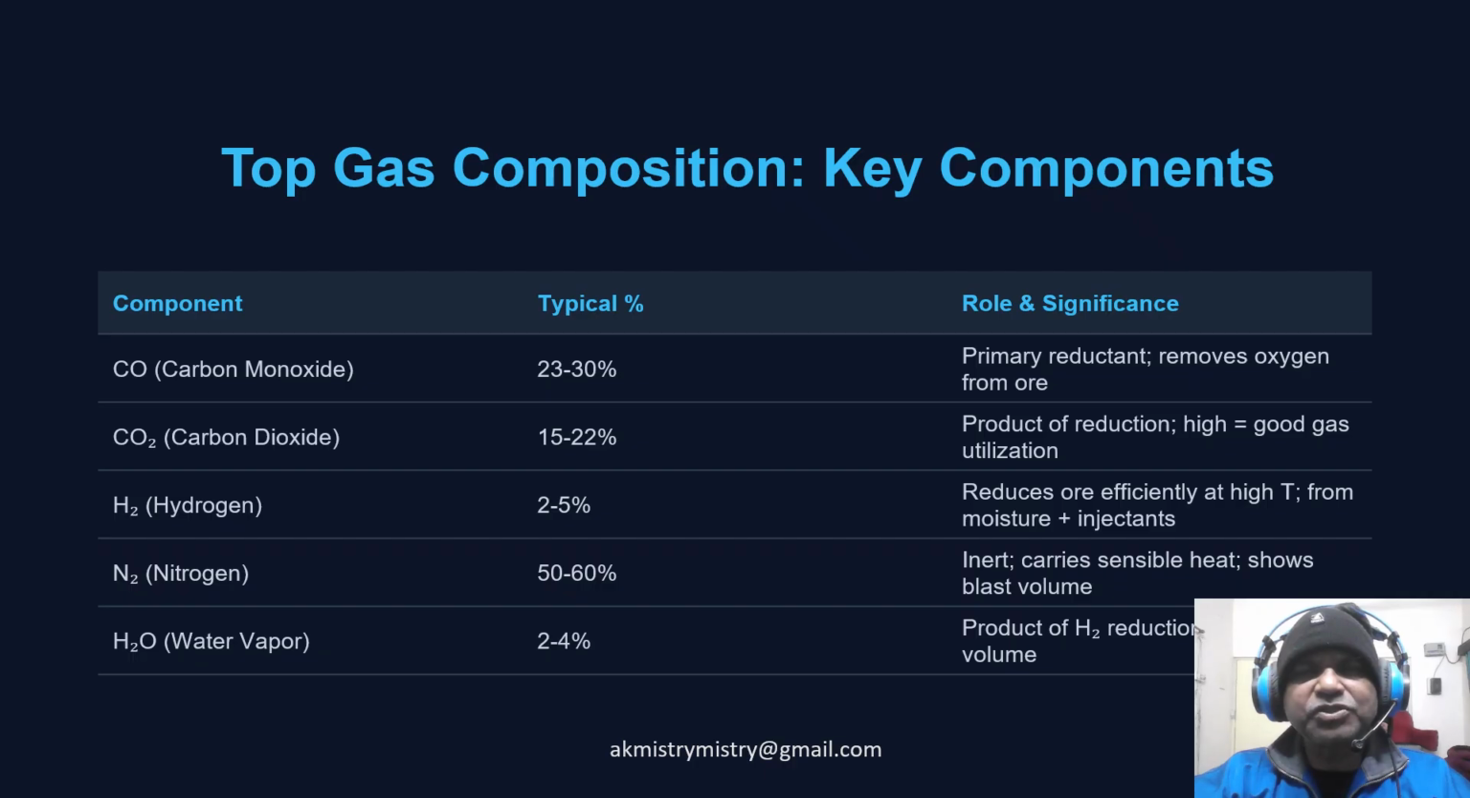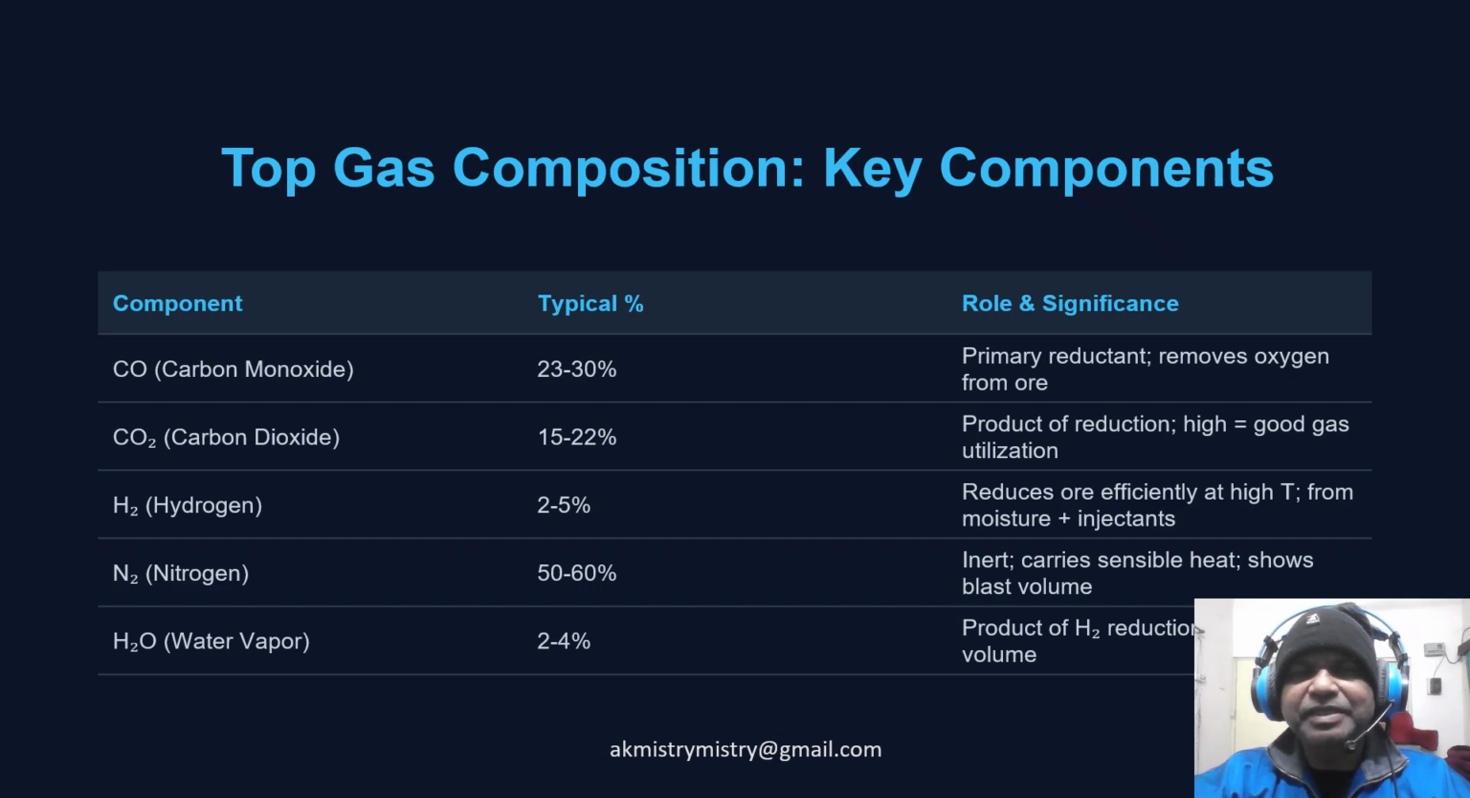Nitrogen is the largest component at about 50 to 60%, inert but very important because it carries sensible heat and reflects the blast volume. Water vapor is typically 2 to 4% and represents the product of hydrogen reduction. It also affects gas volume. Each of these numbers tells part of the furnace story.